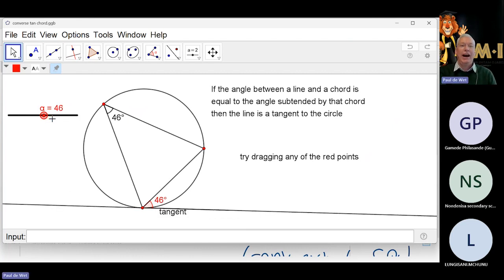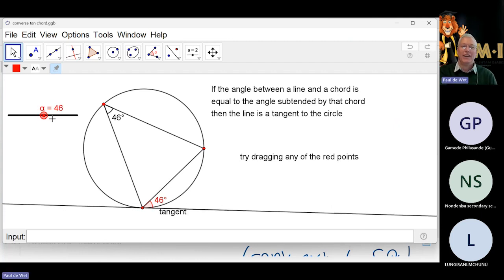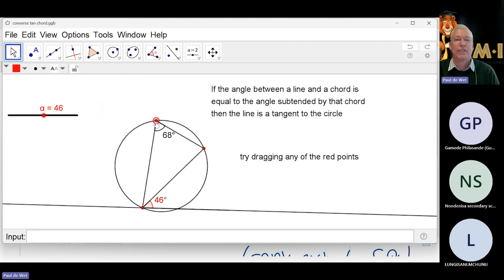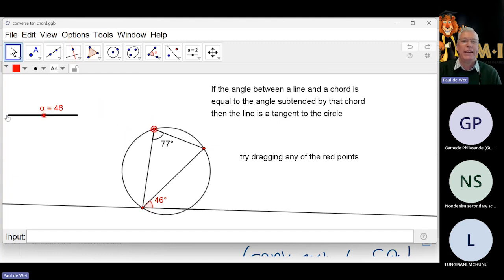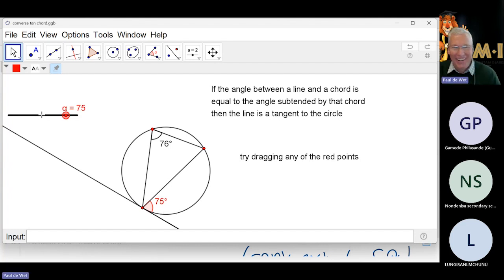46. Look at that, 46. Tangent. Okay, let's drag this thing around. What size would I need the red angle to be for it to be a tangent? 76. Let's have a look. All right, guys, it's a tangent when those angles are equal.